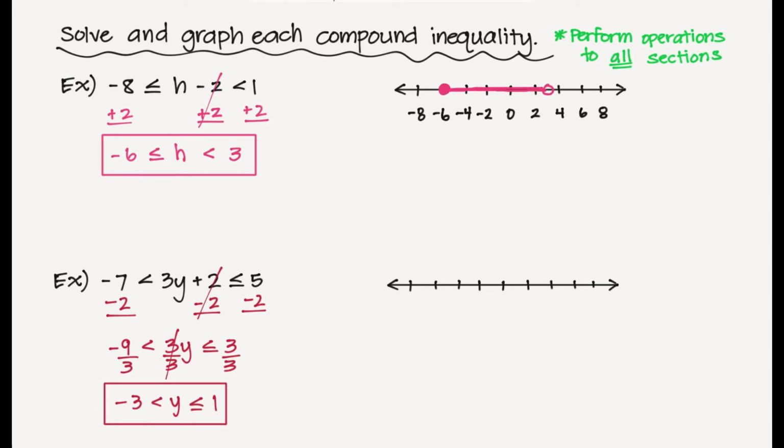So this time, I think that I can just count by 1's probably. So I'll just do that in both directions. And I'm going to have an open circle at -3 and a filled in circle at +1. And again, I'm going to shade everything in between.